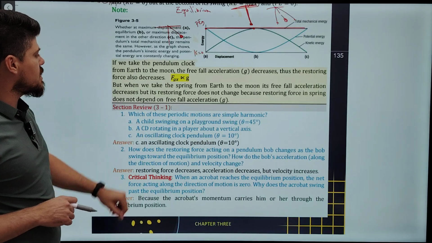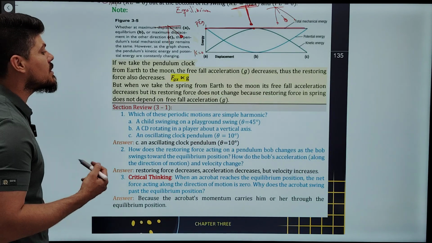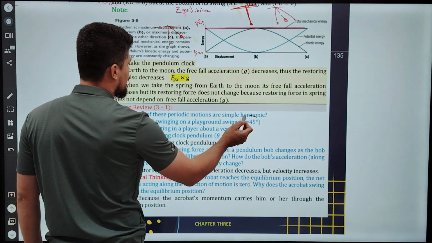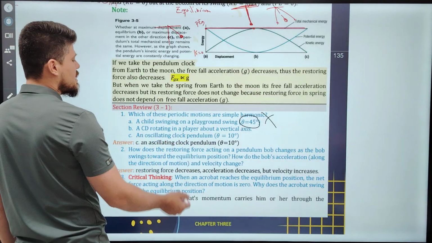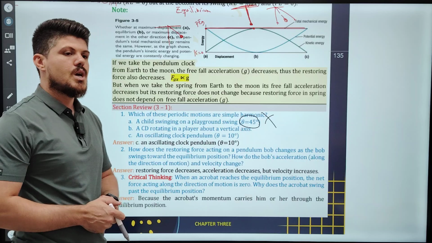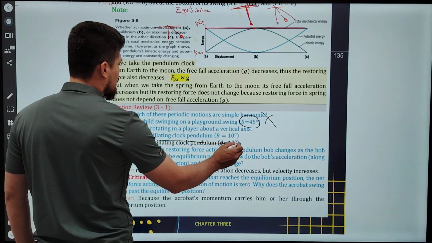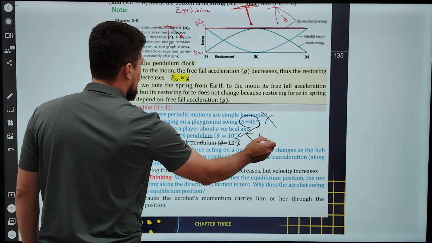Question 1, which of these periodic motions are simple harmonic motion? All of them are periodic motion, but which of the following is simple harmonic? A child swinging on a playground, theta 45? No, this is not simple harmonic motion. A CD rotating in a player? No, a rotating object is a periodic motion, but it is not a simple harmonic motion. An oscillating clock pendulum, 10 degrees? Yes, this is simple harmonic motion.